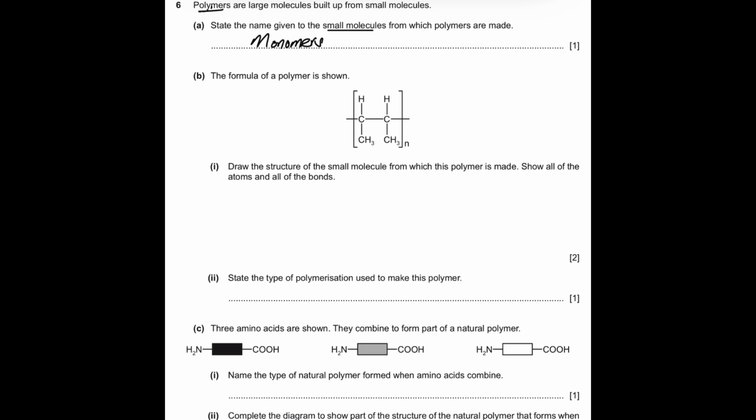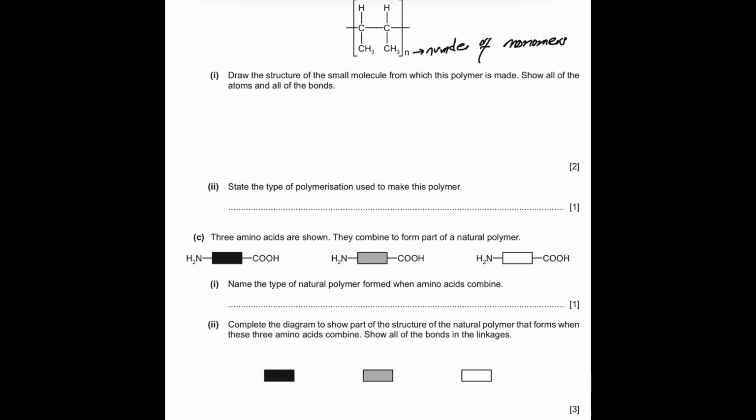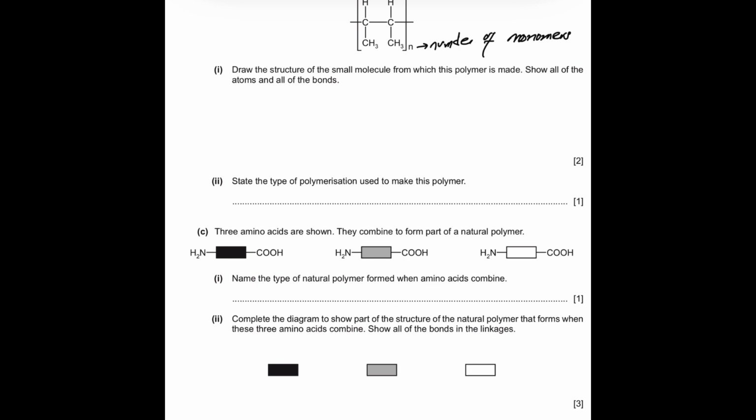The formula of the polymer is shown here, and n is basically the number of monomers. So what he is asking in the first part is to draw the structure of the small molecule from which this polymer is made. So we have to draw the structure of this compound.